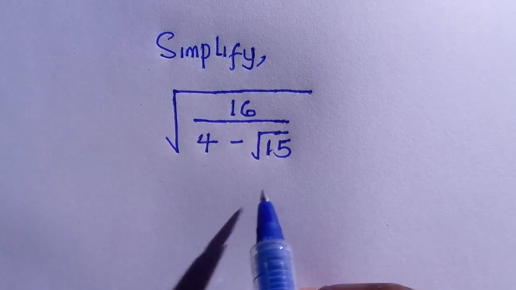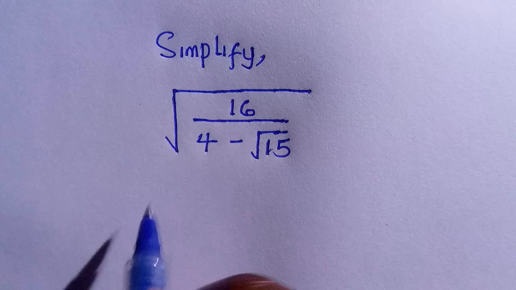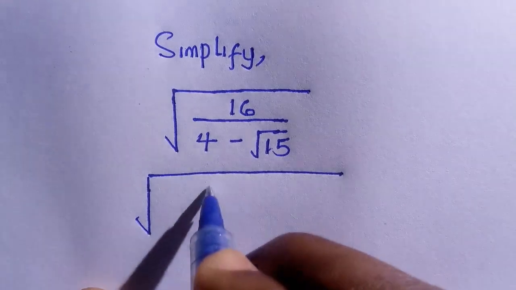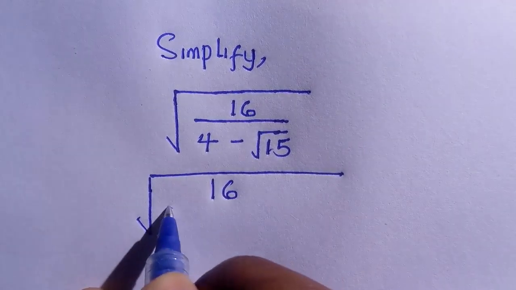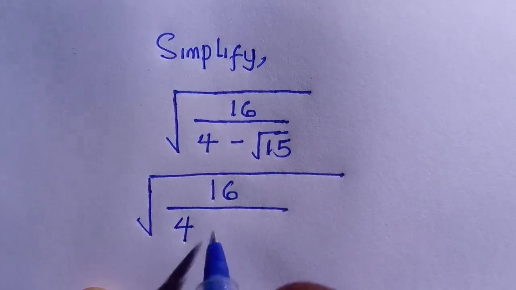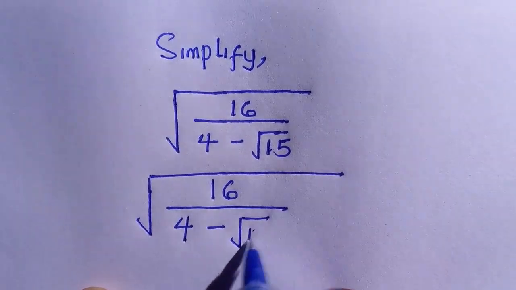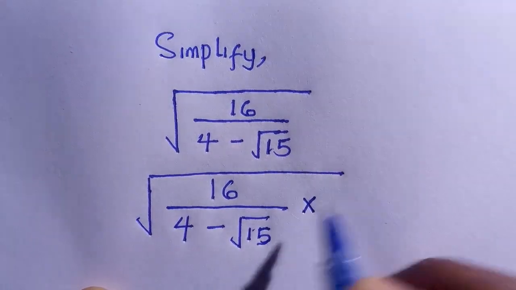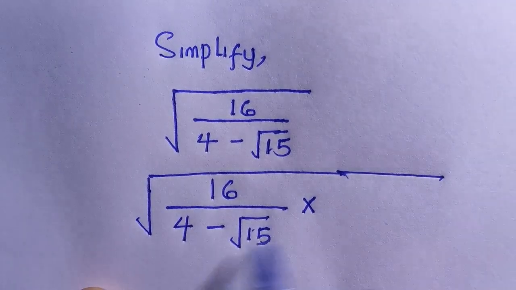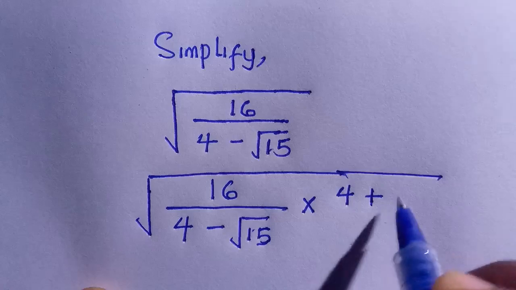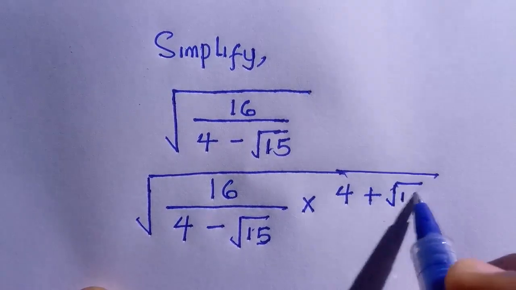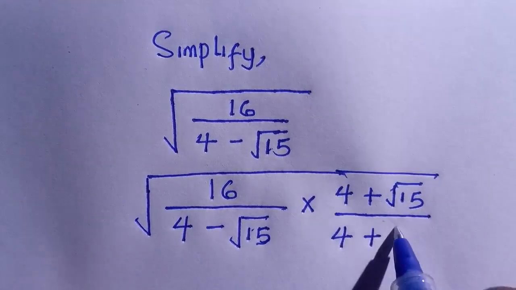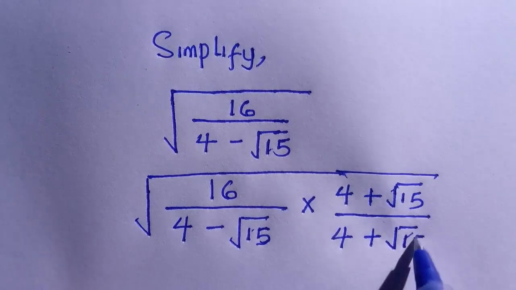How to solve this problem without a calculator. So first step, we have the square root of 16 divided by 4 minus square root of 15. When we rationalize this, that is, we multiply both numerator and denominator by 4 plus square root of 15 divided by 4 plus square root of 15.